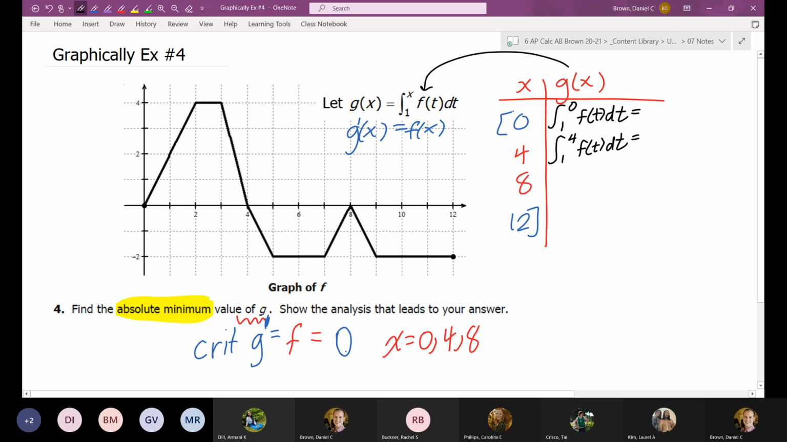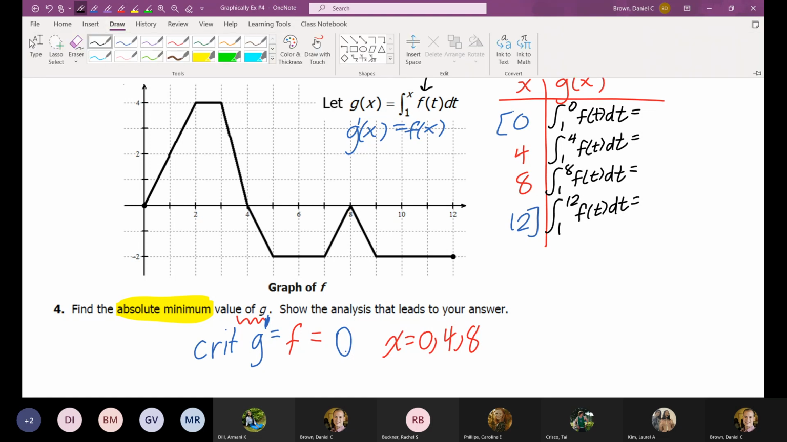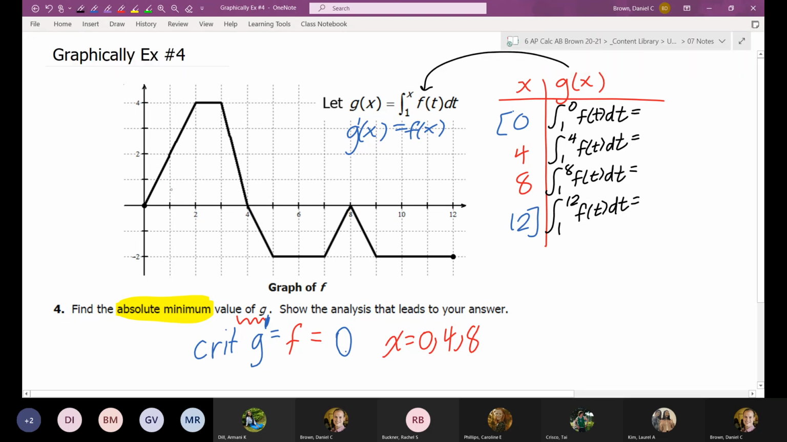How do I find the x value at 8? That's going to be the integral from 1 to 8 of f of t dt. And then we want to find the integral from 1 to 12 of f of t dt. Then once we find those values, one of them will be the lowest, and that's going to be the absolute minimum. If it was the absolute maximum, one of those numbers would be the highest value. So let's go ahead and find my integrals. Again, this integral is starting at 1.